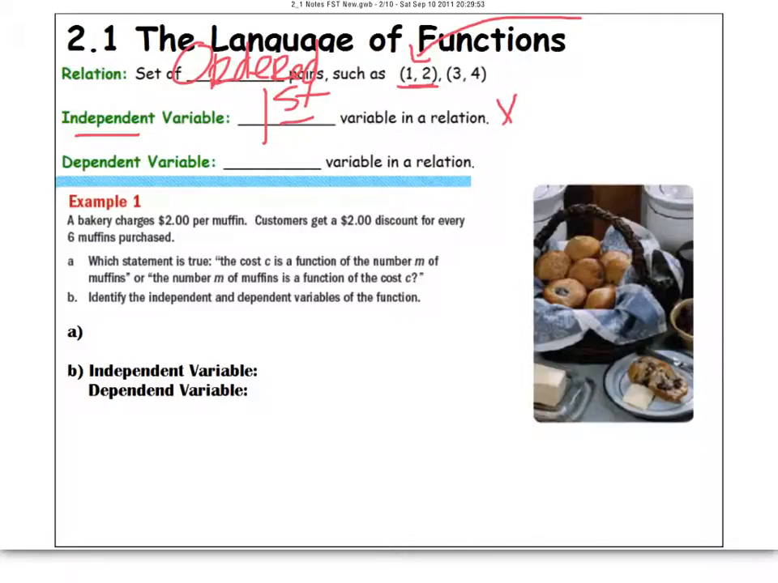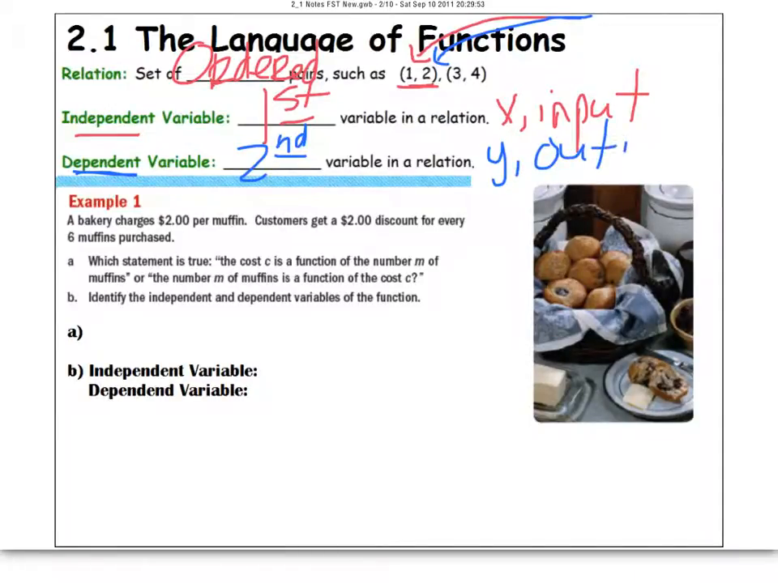Again, we will identify it as the x. Sometimes we'll say it's the input. On the other hand, the dependent variable, the answer that we get, which is the second part of the ordered pair, so it's the second variable in the relation, that answer is dependent on what we chose for the x. This sometimes is referred to as the y or the output.